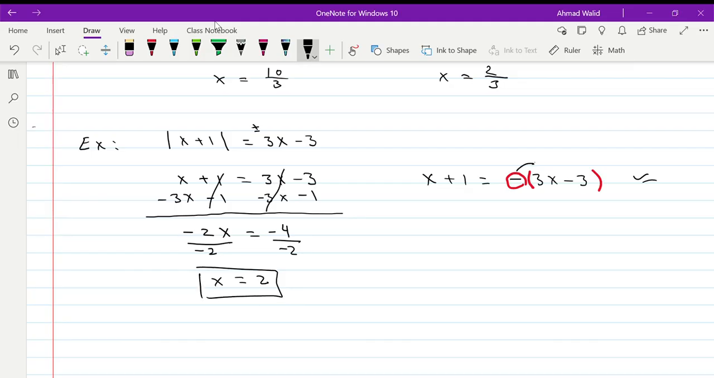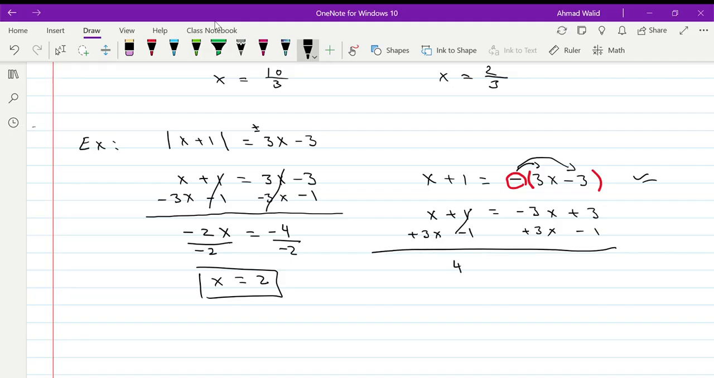Here, first distribute the negative to your parentheses. x plus 1 equals negative 3x plus 3. Now add 3x to both sides and subtract 1 from both sides. 4x equals 2. Divide by 4, x equals 2 over 4.